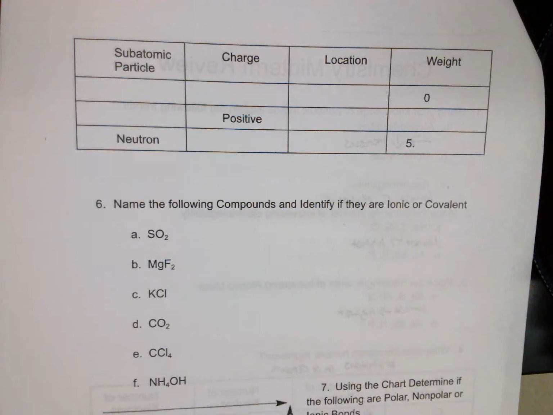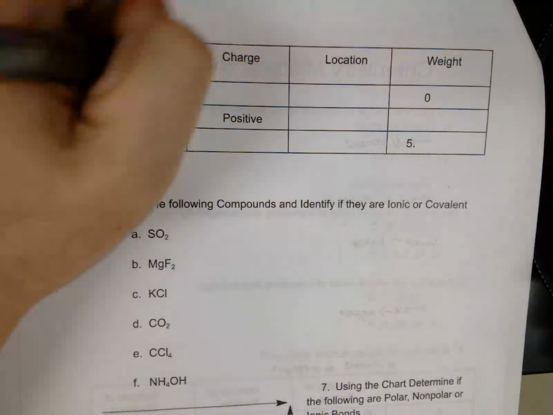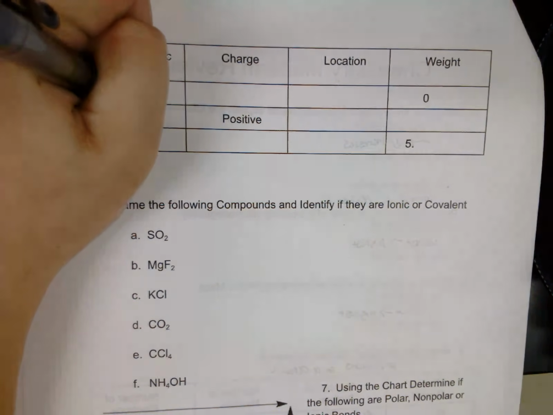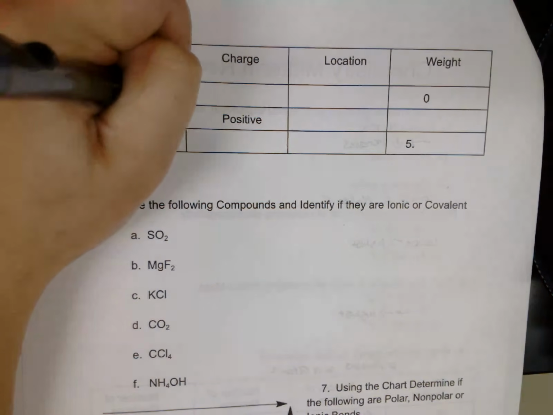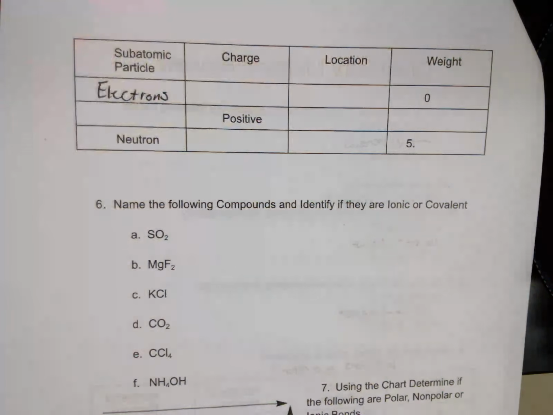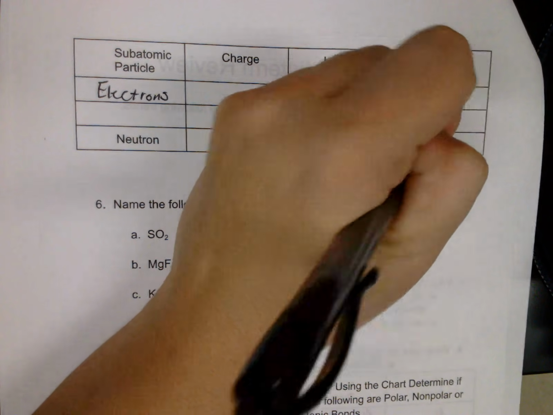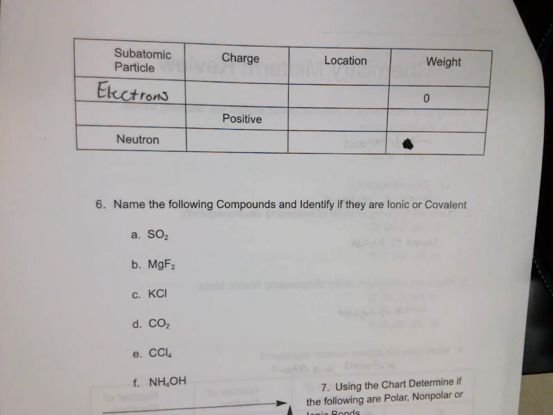So using what you know about the subatomic particles, we need to fill in this information. We know that electrons essentially have a weight of 0, and they're located either in the electron cloud or the nucleus. I'm going to let you make that decision. And I'm going to give you a second to fill the rest of this out. I do want to let you know that that 5 means nothing. You can just scratch it off. I accidentally left it there.